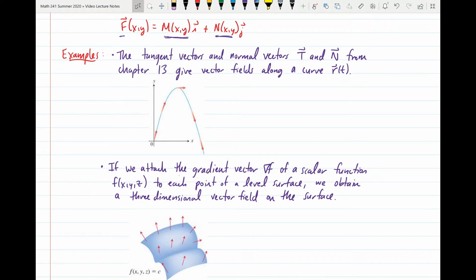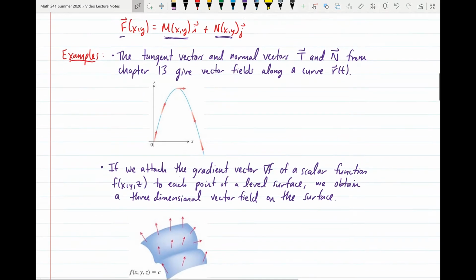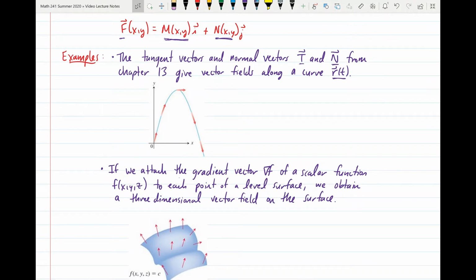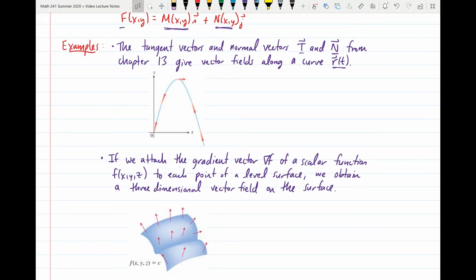So here are just a couple examples of some vector fields that are familiar to us already. We've talked about them previously in the course under a different guise. So the tangent vectors and normal vectors, which we denoted capital T and capital N from chapter 13, are actually examples of vector fields along a curve, right? So at all of the points that are on some parameterized curve, r of t, there's an associated vector. We can either talk about the unit tangent vector, which is given in red in the diagram here, or we can talk about the unit normal vector, which will be perpendicular to these unit tangent vectors. But regardless, both the unit tangent vector and the unit normal vector assign a vector to each of the points along the curve. And in that way, they do describe a vector field along just the curve.